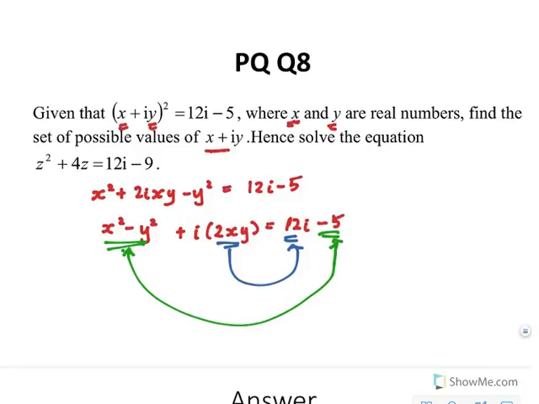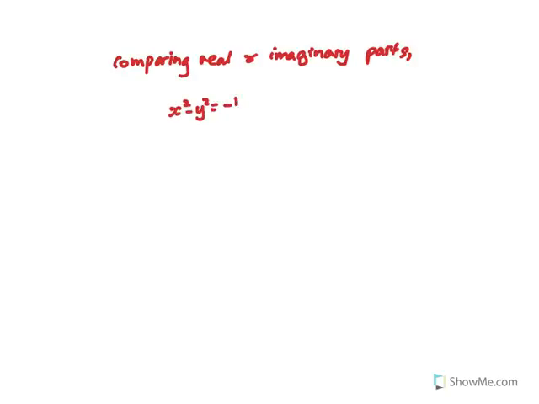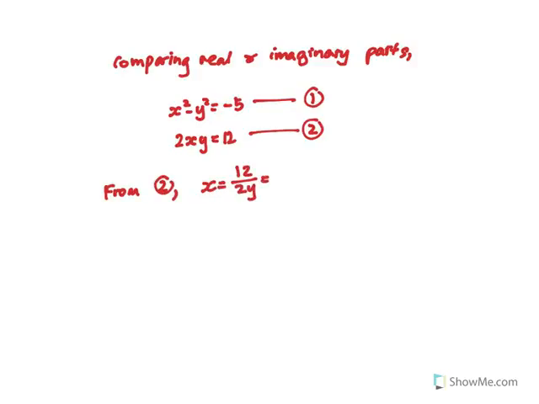So here, comparing the real and imaginary parts, x² − y² will be equal to −5, and 2xy will be equal to 12. Very quickly, we can create a substitution from equation 2. We let x equal 12 divided by 2y, which just becomes 6 over y. We can use it as a substitute into equation 1.